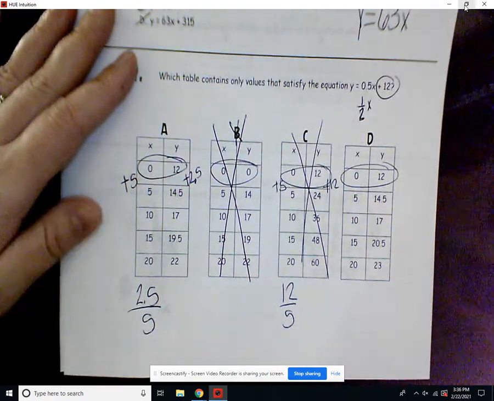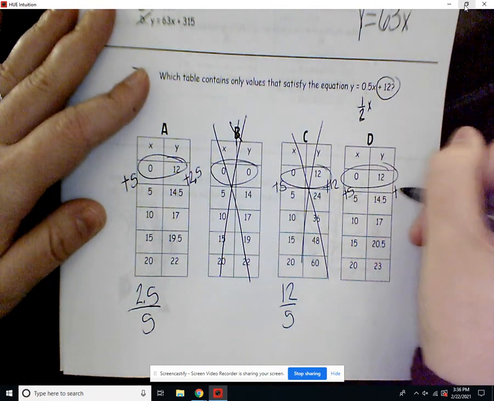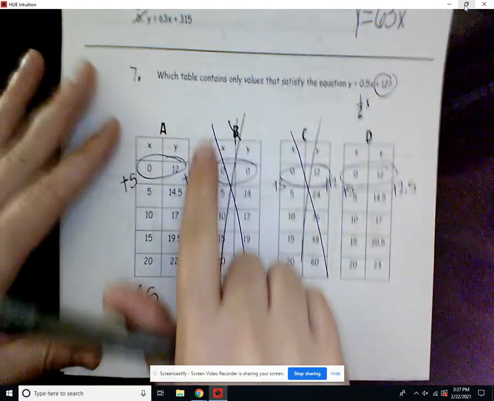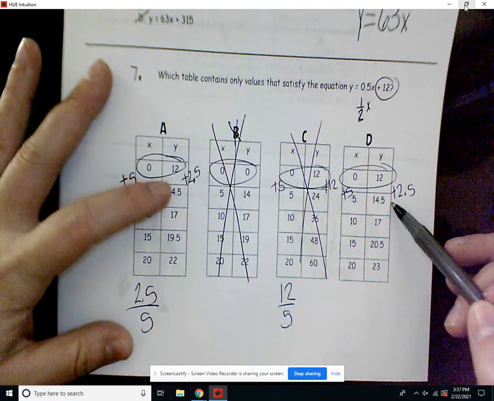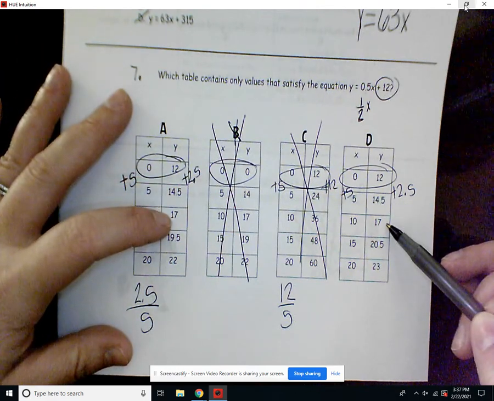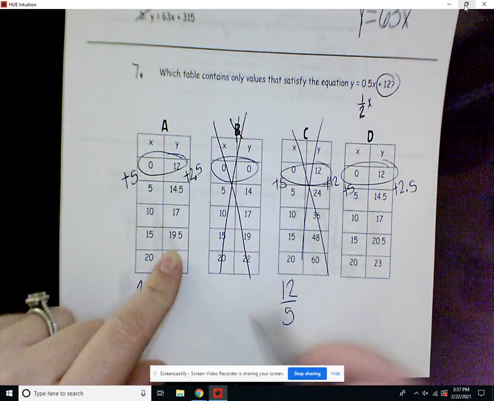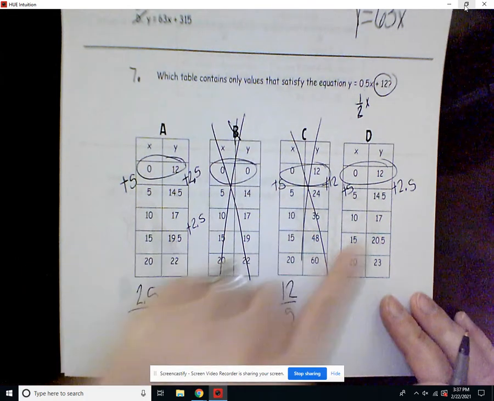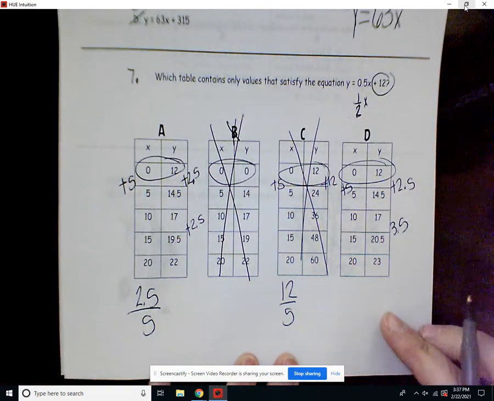So then let's look at D. So we've got plus 5, plus 2.5. Okay, these are the exact same. So that means the pattern's not the same going down. So you can see we have 12, 14.5, 17. And then right here, this is different. So we need to see which one is going to be right. So this one is 2.5. This one is 3.5. So D is going to be wrong. So remember, it's got to be the same all the way down.